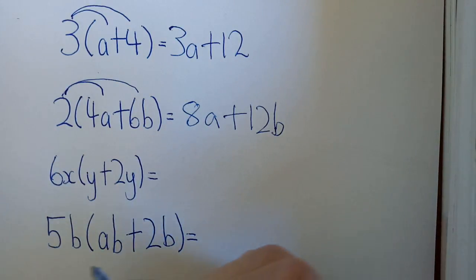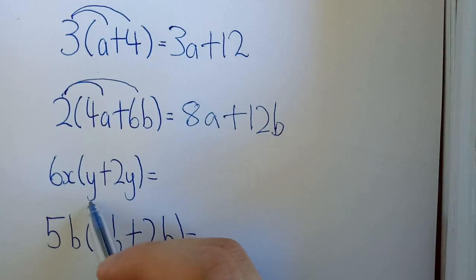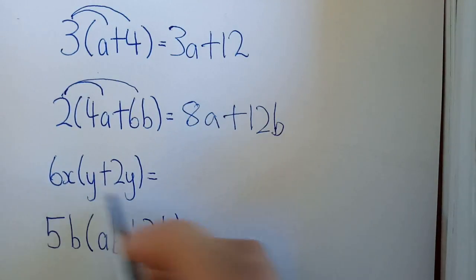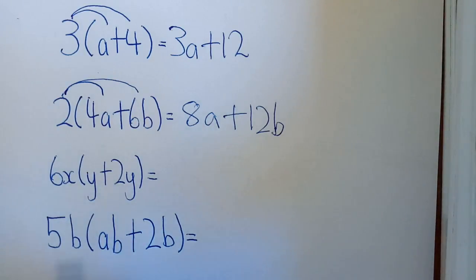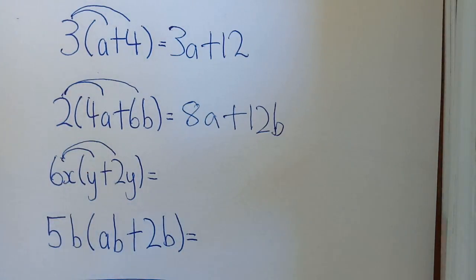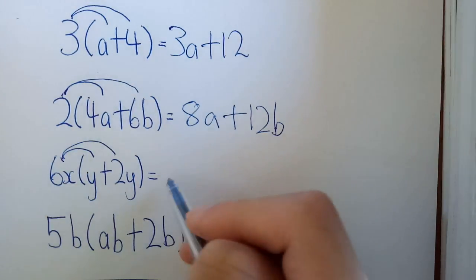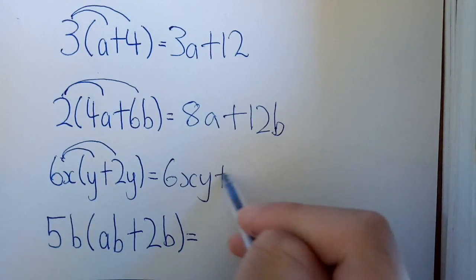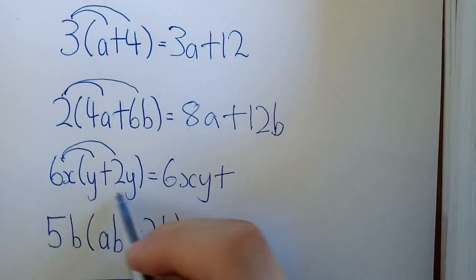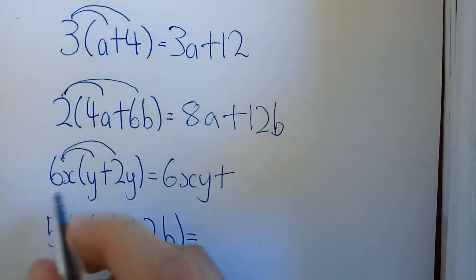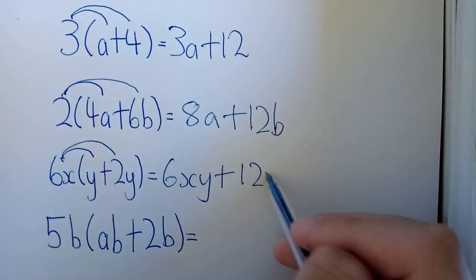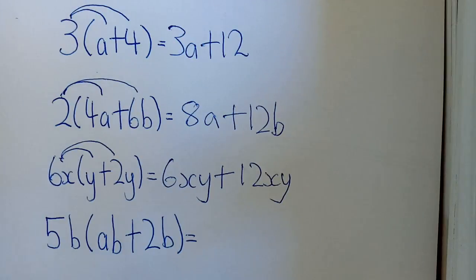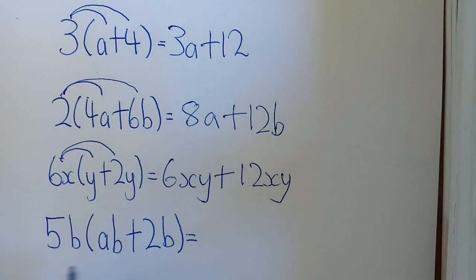Moving on to the next one, we have 6x as our outside value and y plus 2y as our values inside the bracket. So once again, we have to multiply 6x by the first value and the 6x by the second value inside the bracket. So 6x multiplied by y is 6xy, and 6x multiplied by 2y is 12xy.